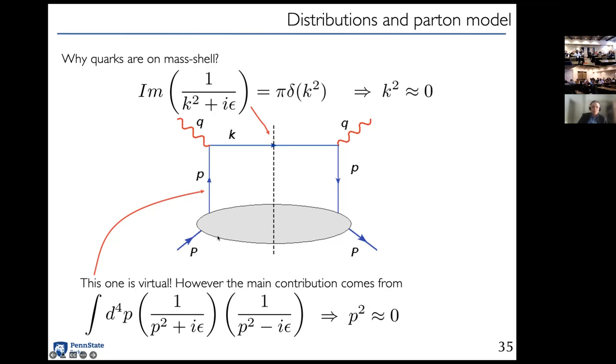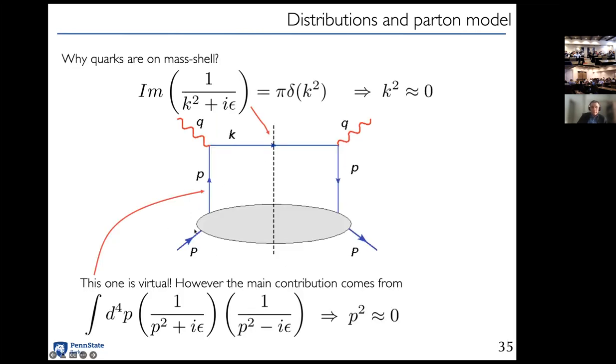And if we integrate, say, the momentum of the quark p, and we have this line, which is 1 over p squared plus i epsilon, and that line 1 over p squared minus i epsilon. Because of this pinching, the main contribution comes from the regime where p squared is approximately equal to 0. And that's why the parton model actually works. So this particle now can travel for a long time before it meets the photon. And then this can also travel for a long time and can hadronize at some point.